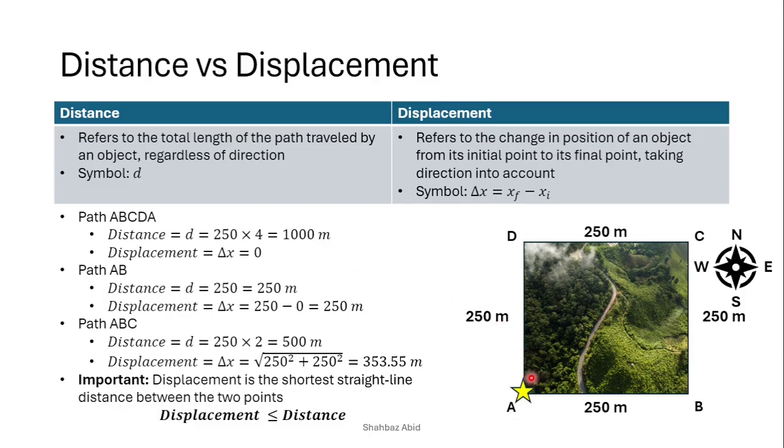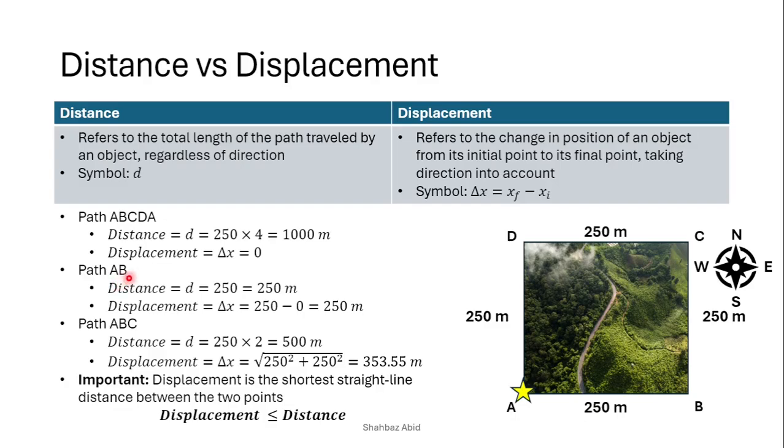But what about the displacement? I have traveled this whole path just to come back where I started. So it's going to have the same final position and initial position, so the displacement is equal to 0. Both of them are at the same location, so the displacement is equal to 0. This actually justifies that displacement is less than distance.